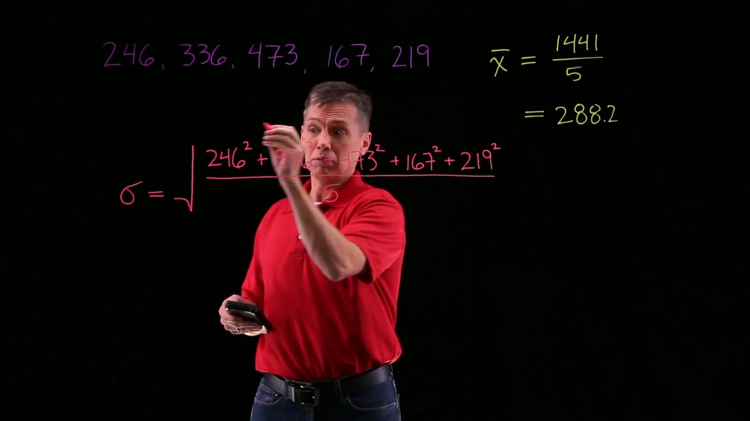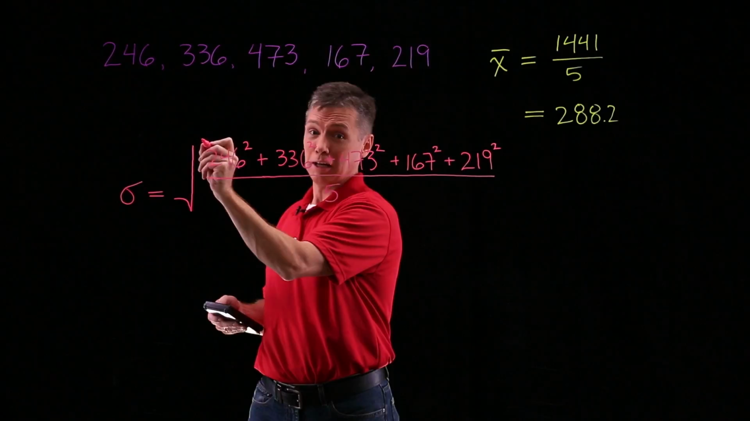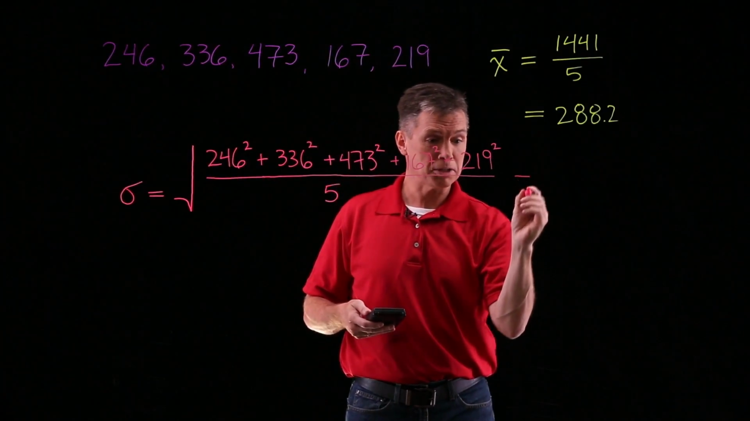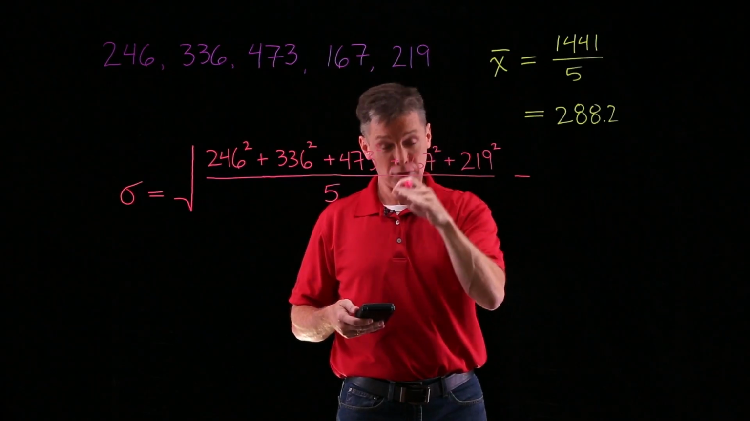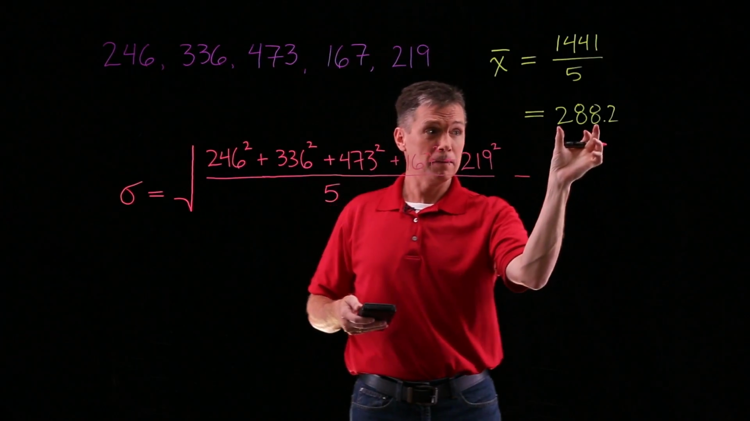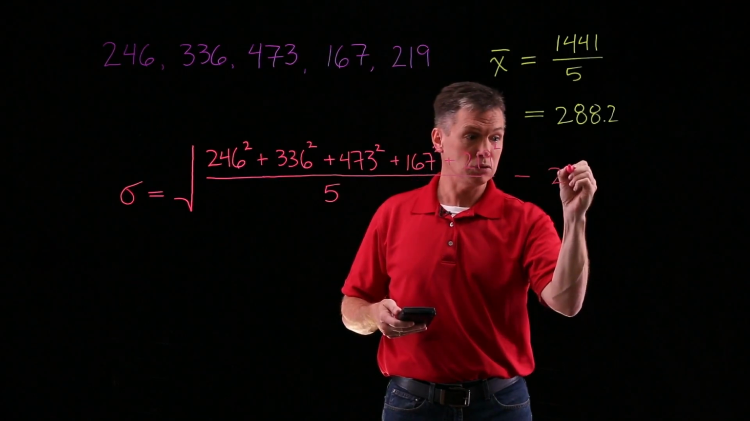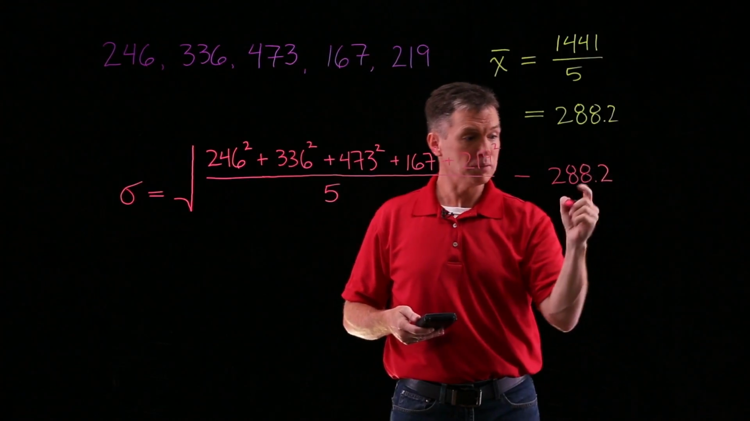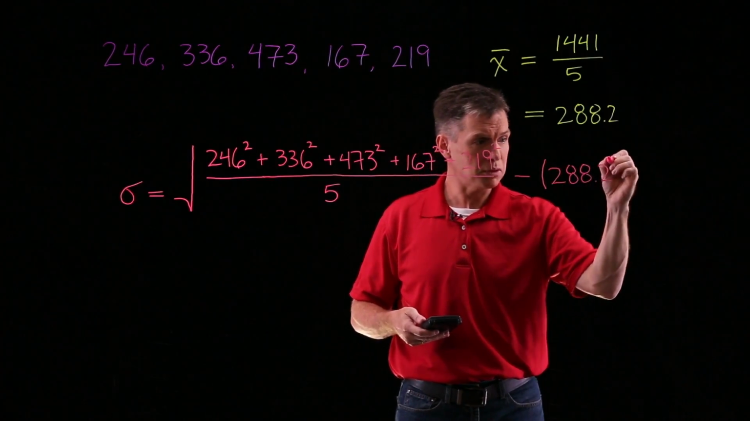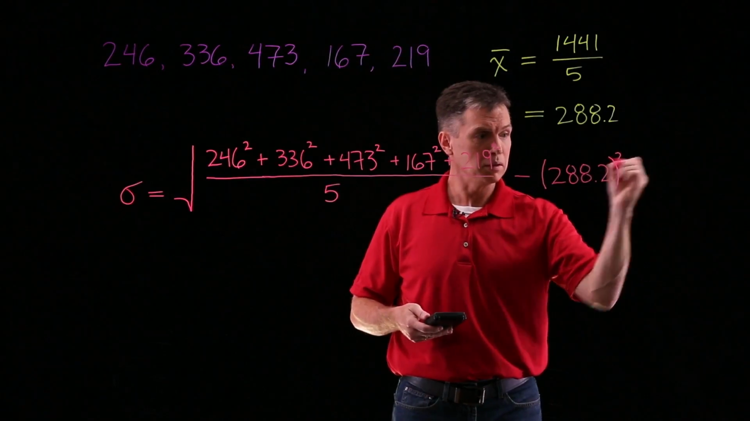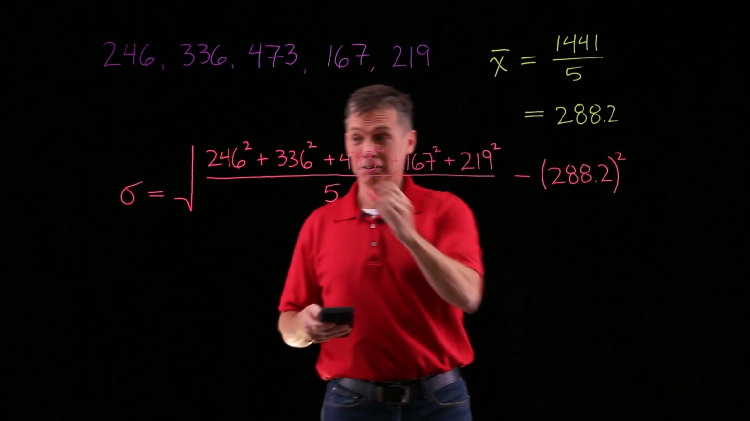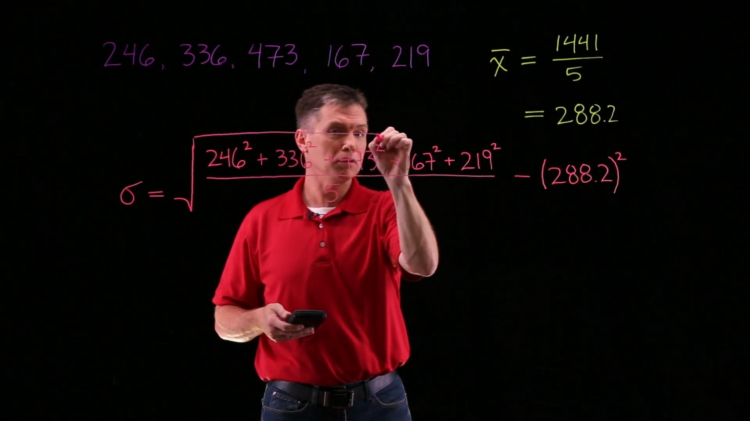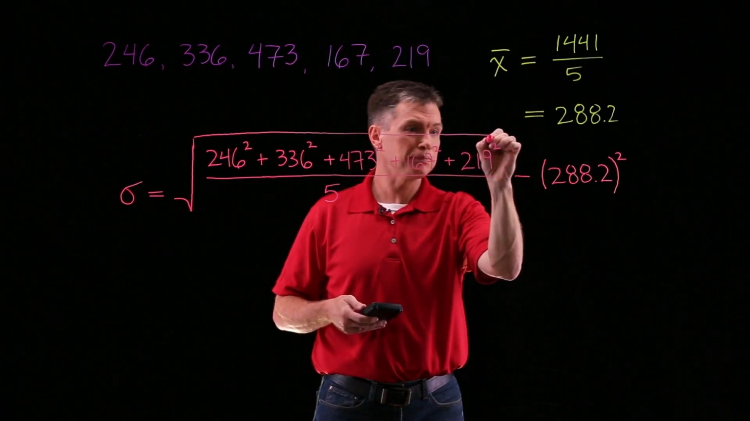Okay, and I'm not even ready to close off the radical hat yet, because there's more with this formula. You also have the subtraction. After the fraction, you subtract that mean, but squared. So 288.2, but squared. Especially because of that decimal, I think I'll throw parentheses around that so you can see the exponent. But that's my formula. Okay, let me close my radical hat, all of this under that square root.